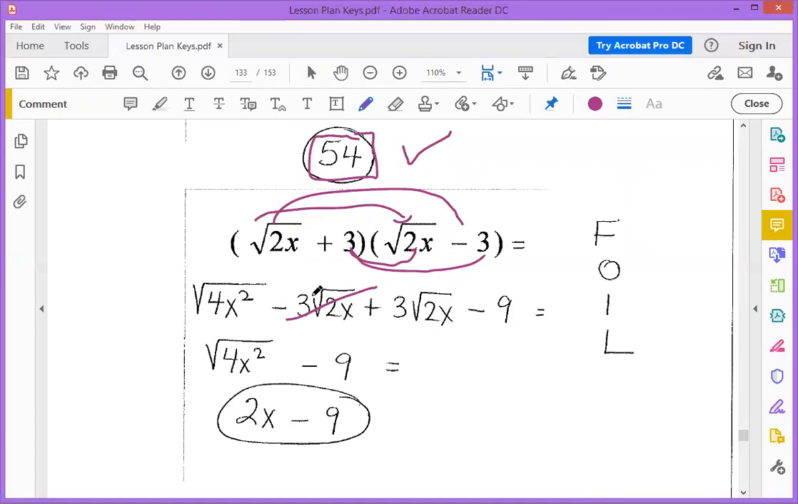The negative 3 square root 2x plus 3 square root 2x, those two cancel each other out. And we're left with the square root of 4x squared minus 9. Now we can take the square root of 4x squared. Square root of 4 is 2, and the square root of x squared is x. So here's our answer, 2x minus 9.